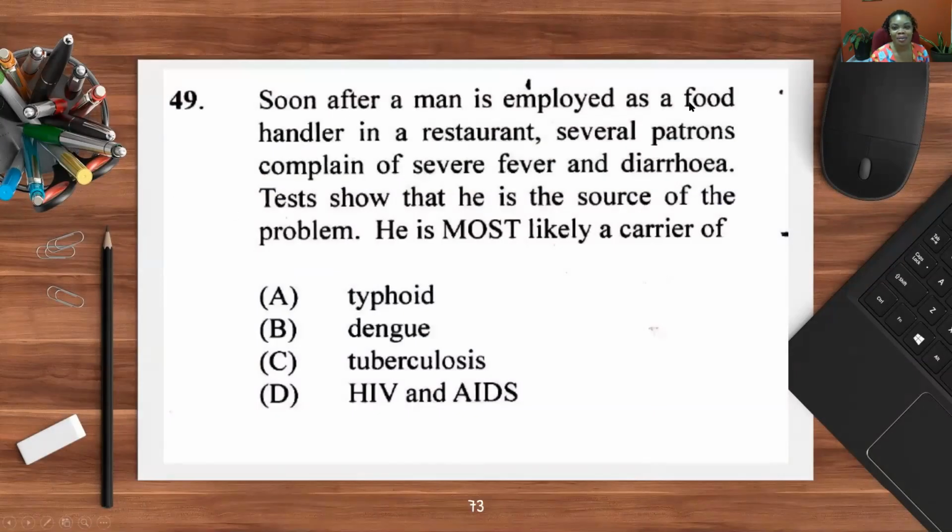Soon after a man is employed as a food handler in a restaurant, several patrons complain of severe fever and diarrhea. Tests show that he is the source of the problem, is most likely a carrier of typhoid. So there are several clues in the question. It talks about it being food. So he's working in a restaurant, so foodborne, and they give you the symptoms, severe fever and diarrhea.